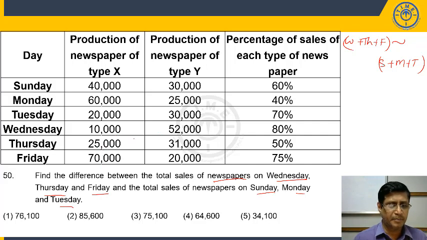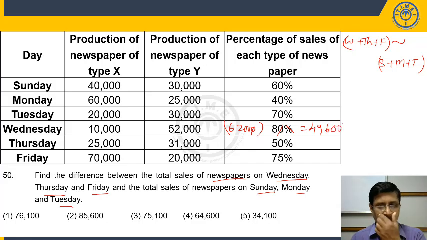What is the sales of the newspaper on Wednesday? Wednesday total number is 62,000. So 80% of the 62,000. So what is the result? It is 49600. Similarly, Thursday, the total number here is 56,000. 31,000 plus 25,000. So 50% of the value means it is 28,000. And Friday, sum of these two values is equal to 90,000.